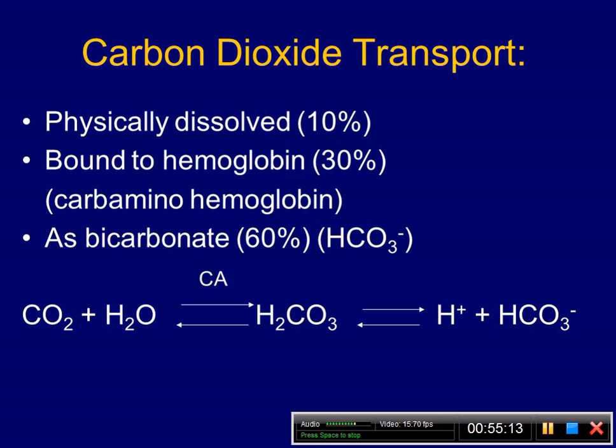So I shift this equation over. Remember, I'm making more CO2 and water, so now I'm turning it into carbonic acid, and then I'm turning it into this free acid and this bicarbonate, which are easier for me to deal with.